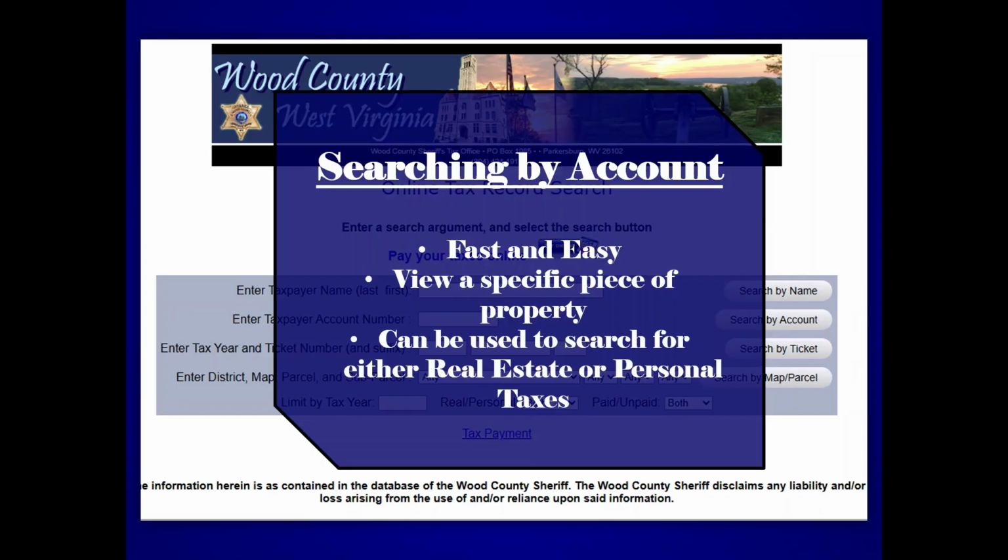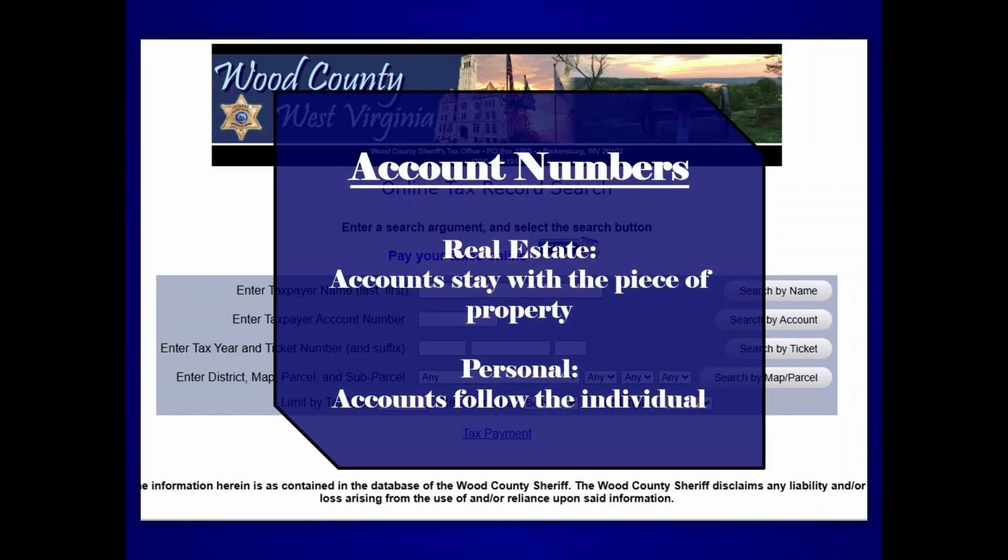Searching by account number is another great way to find your tax information. Although this method won't show all of your taxes at once, it allows you to view a specific piece of land or your vehicles separately. Here's a little thing about account numbers. Real estate account numbers stay with that particular piece of property. They can be sold 100 times or owned by the same family for generations and will still retain this same account number. When a piece of real estate is sold, the account number transfers to the new owner.